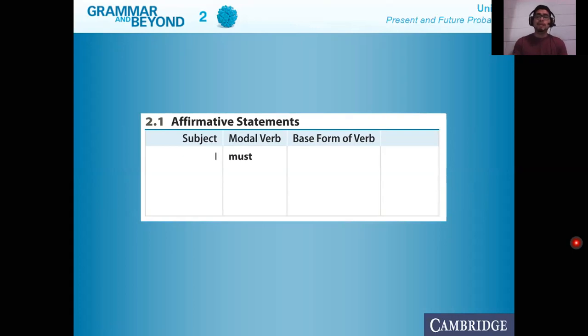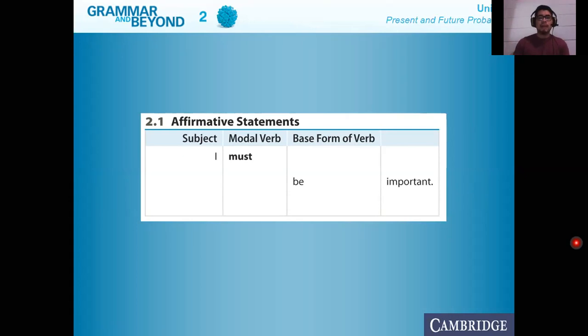Then we have the base form of the verb. And if you remember, the base form of the verb is the verb without any changes. So that means that I don't need to add an S, I don't need to add an ED, I don't need to add an ING. I'm trying to make you remember that when it is base form, it's the verb as it is, no changes whatsoever. Then we have the complement that we want, any complement that fits the sentence. Remember that your complement needs to make sense in the context of the sentence, right?